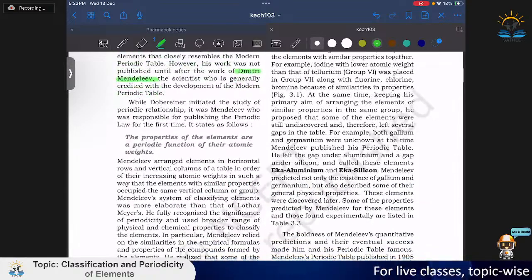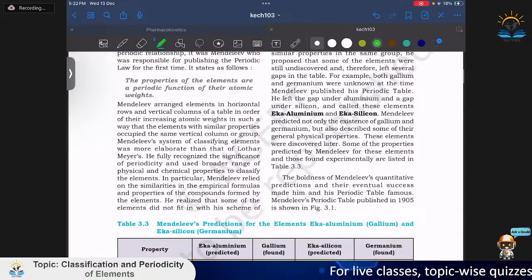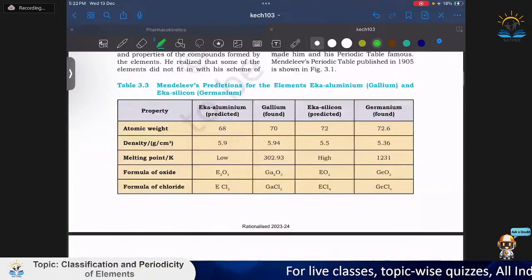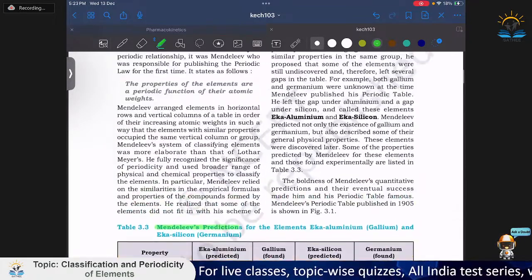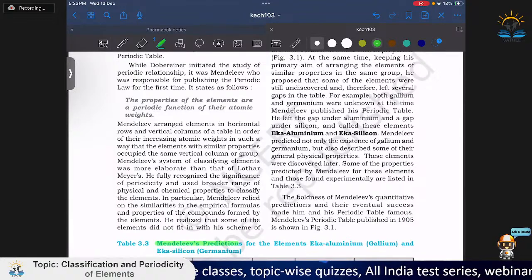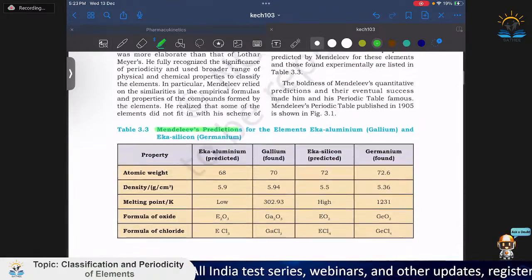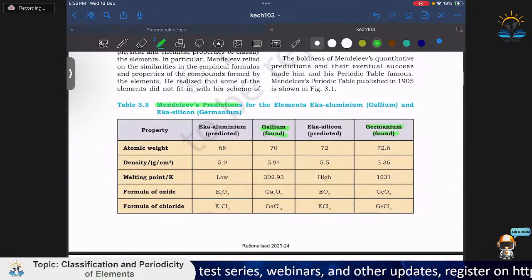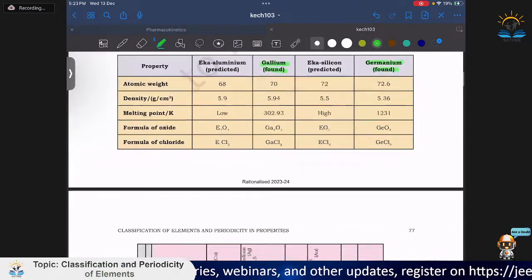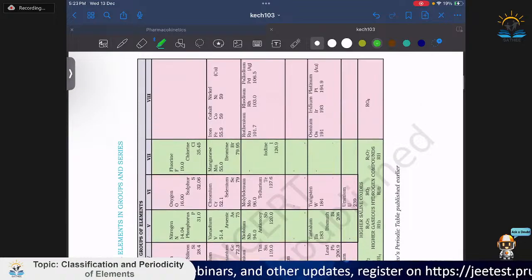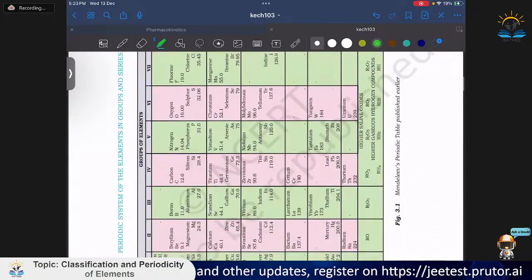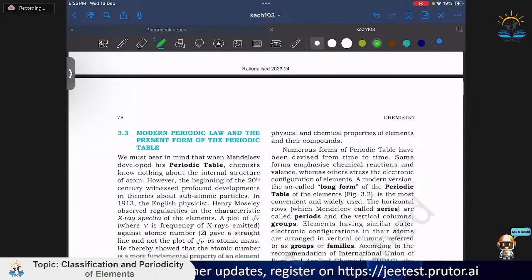That was the historic effort. So Mendeleev's periodic table: he made some predictions. These are some important questions. He left a gap under aluminium and a gap under silicon and called these undiscovered elements Eka-aluminium and Eka-silicon. They usually ask this. Gallium and germanium were not discovered at that time, but he predicted their properties. So this is Mendeleev's periodic table. You can go through it in your NCERT. There's nothing to be remembered here.